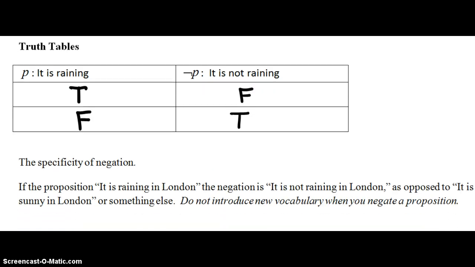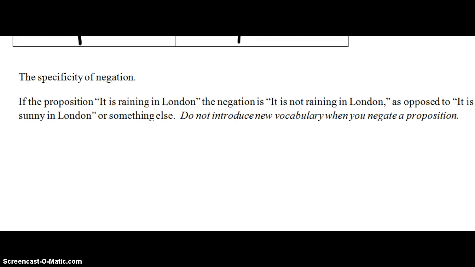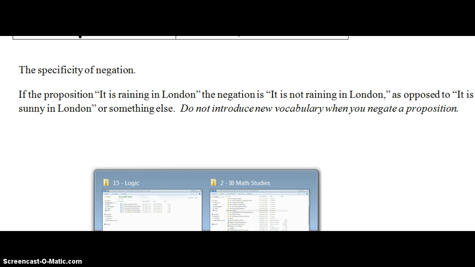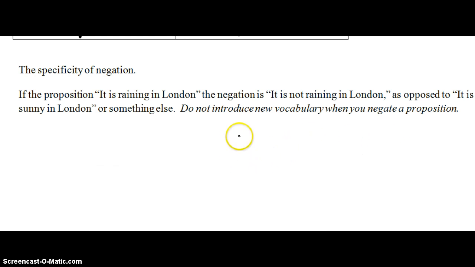And then finally, the last part of this section, the specificity of negation. I just want to make it clear that if the proposition is, for example, it is raining in London, the negation is it is not raining in London. You don't introduce new vocabulary. You don't say it's sunny in London, because it may or may not be sunny. Okay? So that is the idea. That's what the negation is. You just say not in the actual proposition.